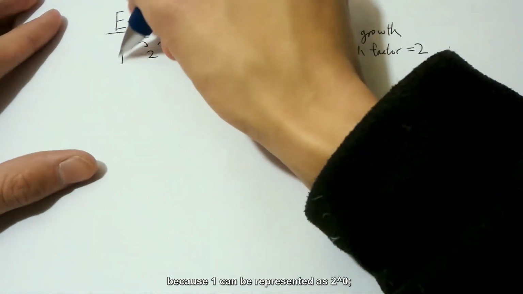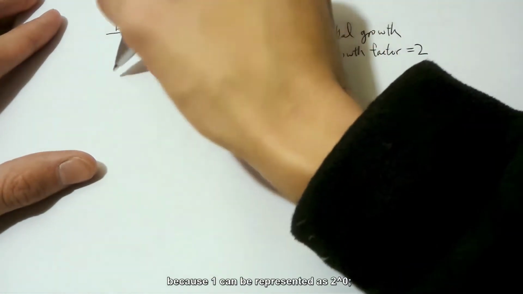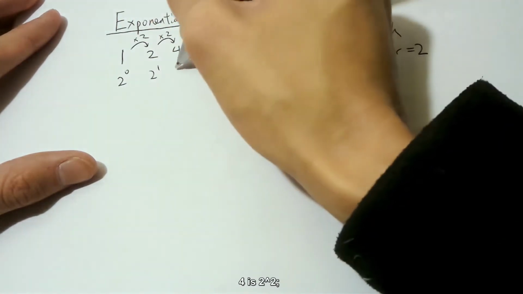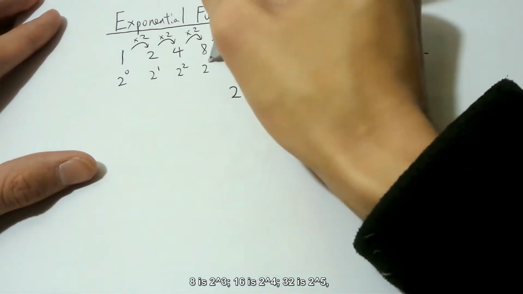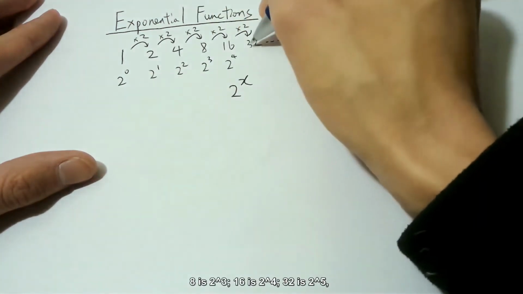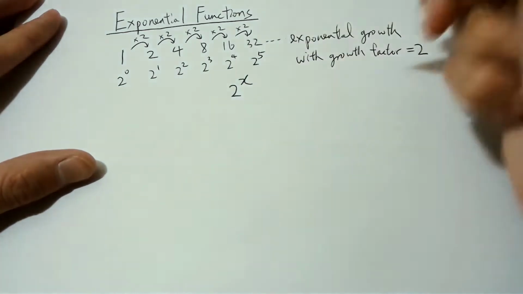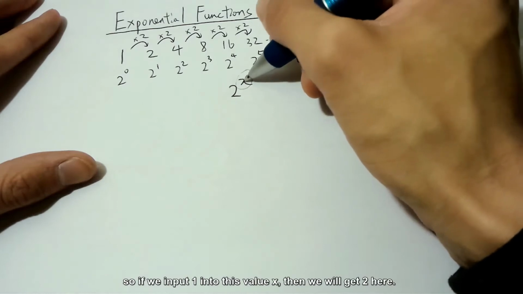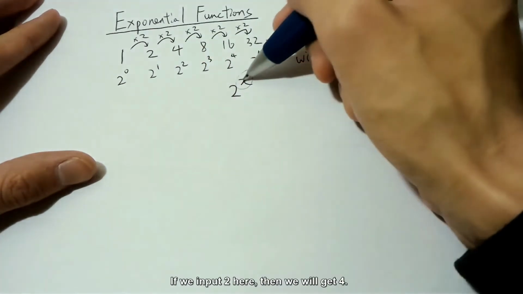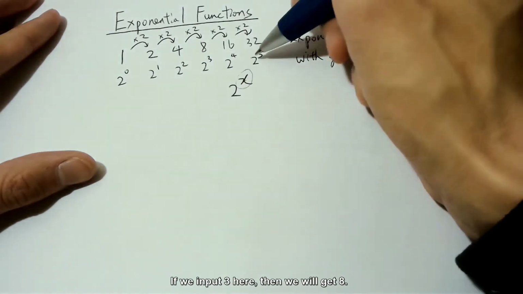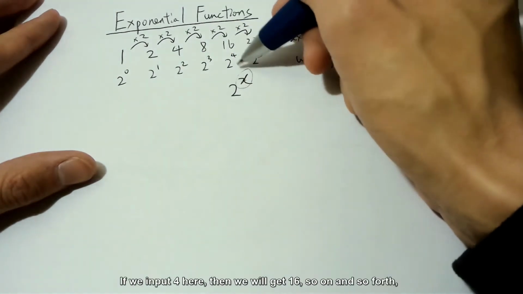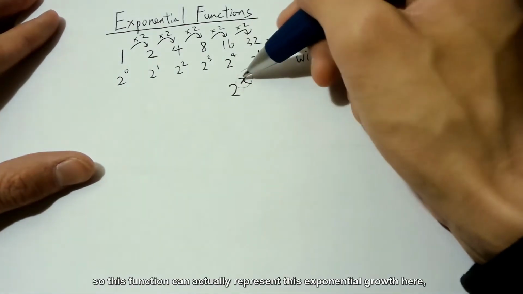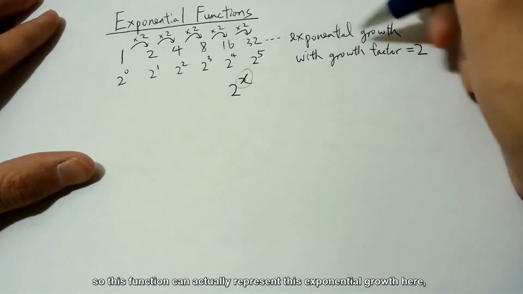Because 1 can be represented as 2 to the power 0. 2 can be represented as 2 to the power 1, 4 is 2 to the power 2, 8 is 2 to the power 3, 16 is 2 to the power 4, and then 32 is 2 to the power 5. So if we input 1 into this value x, then we will get 2 here. If we input 2 here, then we will get 4. If we input 3 here, then we will get 8. If we input 4 here, then we will get 16, and so on and so forth. So this function can actually represent this exponential growth here.